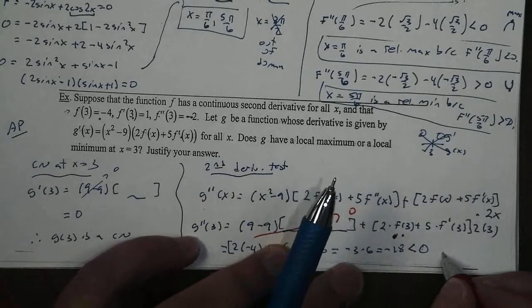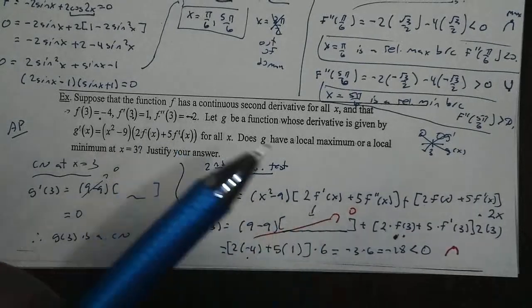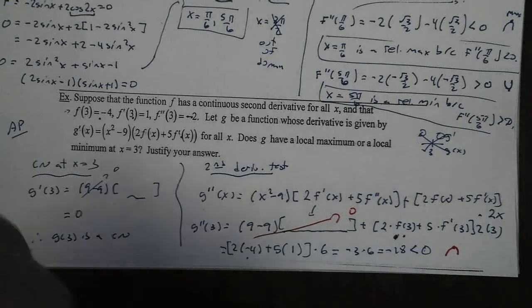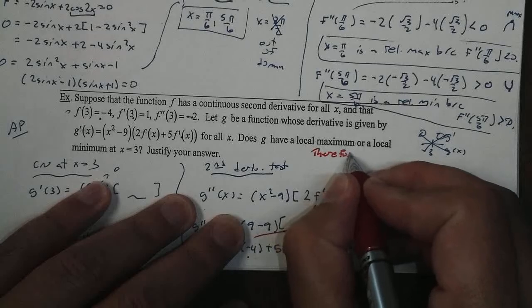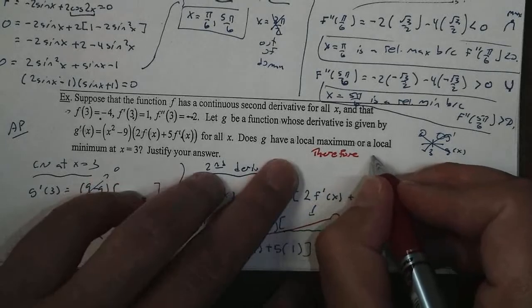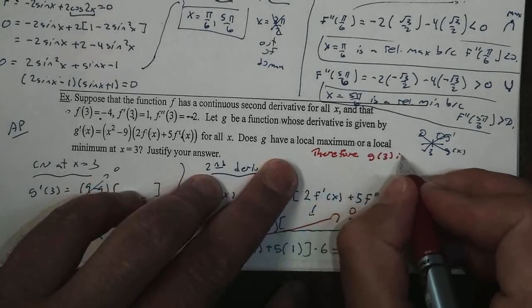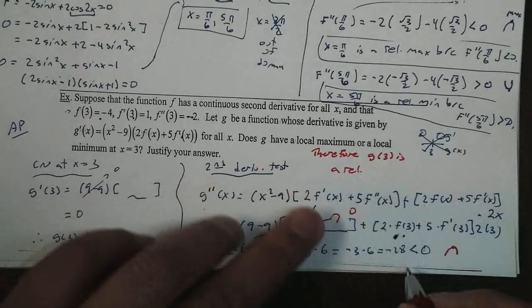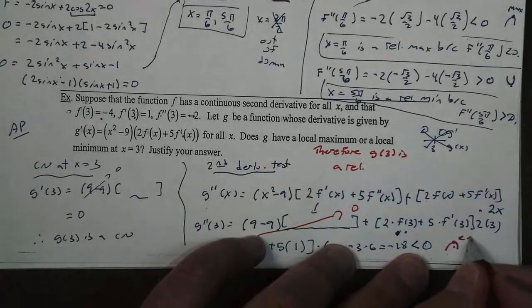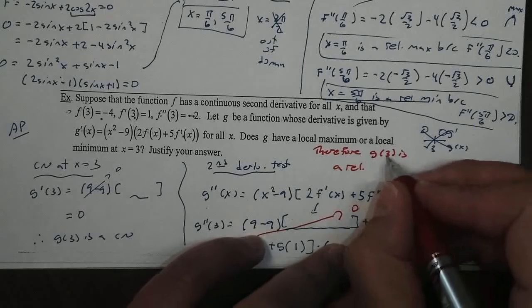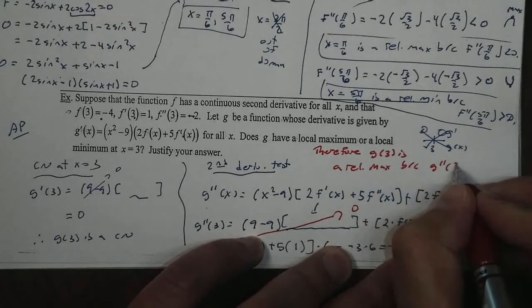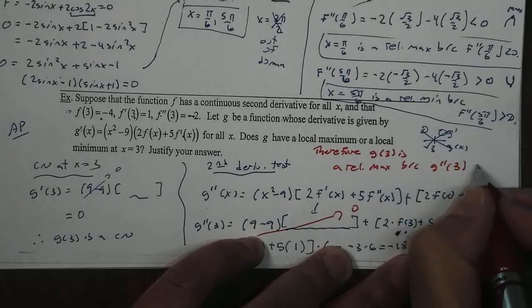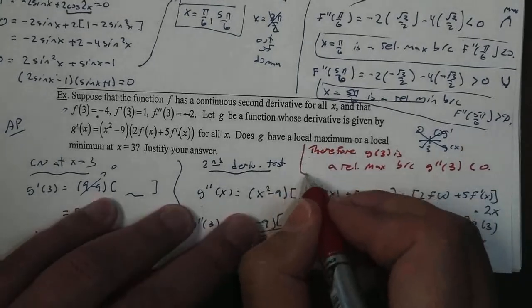So what does that tell us? That the function is concave down. And I ran out of room down here, so we can write, therefore, g of 3 is a relative maximum. Notice I always draw that out. It's a relative maximum, and that is because the second derivative at 3 is less than 0. And there is our answer.